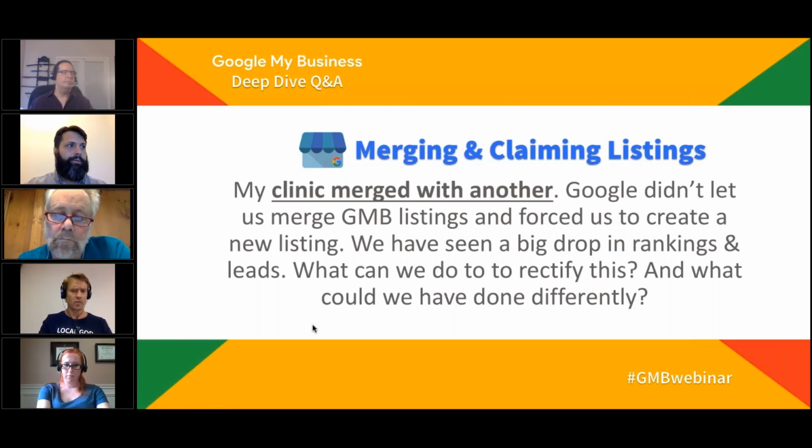My clinic merged with another. Google didn't let us merge the GMB listings and forced us to create a new listing. We've seen a big drop in rankings and leads. What can we do to rectify this, and what could we have done differently in the first place?